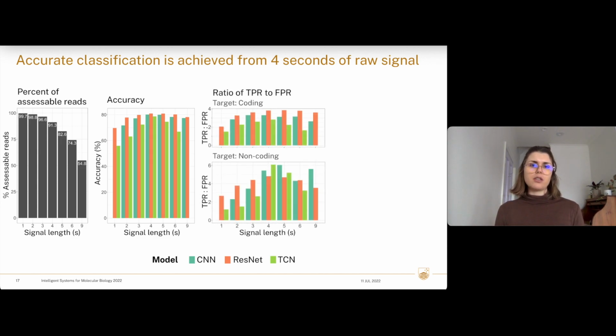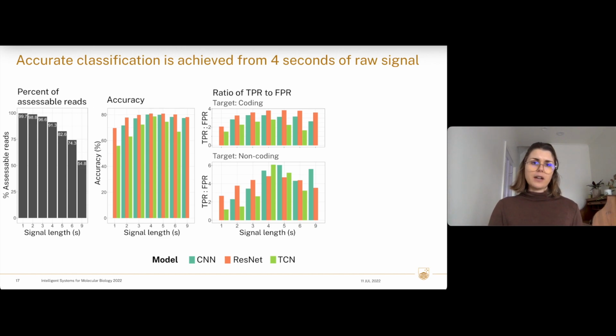An input signal length of 4 is also supported by the ratio of true positive rate to false positive rate. And the reason we look at the ratio is because we simultaneously want to have a high true positive rate and low false positive rate so that we don't get the incorrect species mistakenly being allowed through the pore or mistakenly rejecting the wrong species. Again, the best ratio tends to be around signal lengths of 4 and 5.